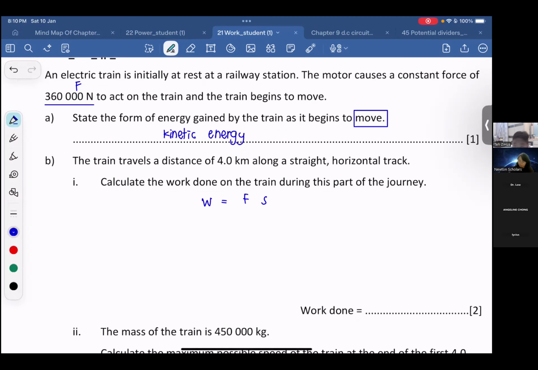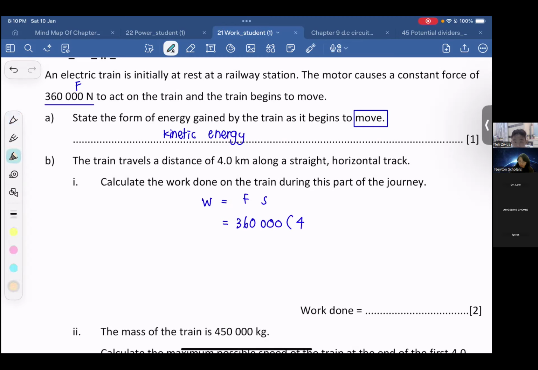Angeline is correct. Okay, Zihua, do you know why you are wrong? Because you didn't consider the prefix. 4 km, k is a prefix. So here, 360,000 times the distance. I think you are writing 4 only.